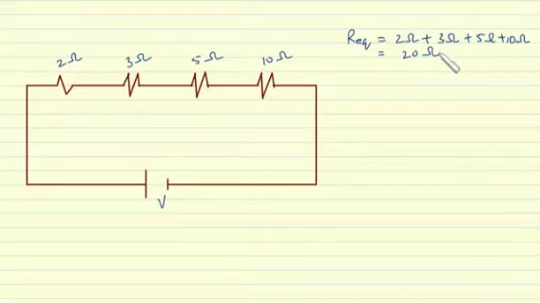Now let me make some changes in this circuit. Now I have added two more resistors, one here and another one here. See, this one is 20 ohm and this one is 40 ohm. I have added two more resistors in the circuit. The equivalent of all these resistors is 20 ohm.